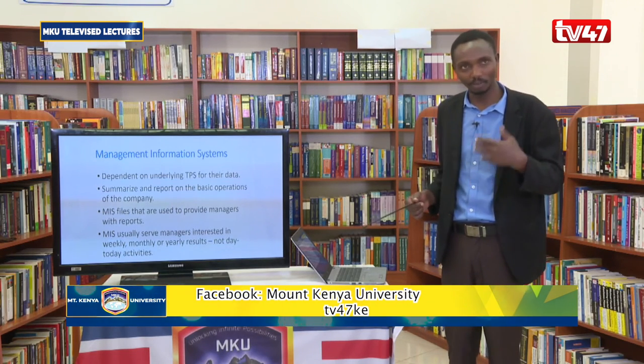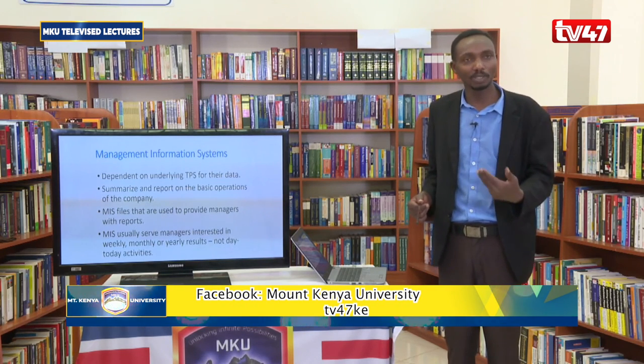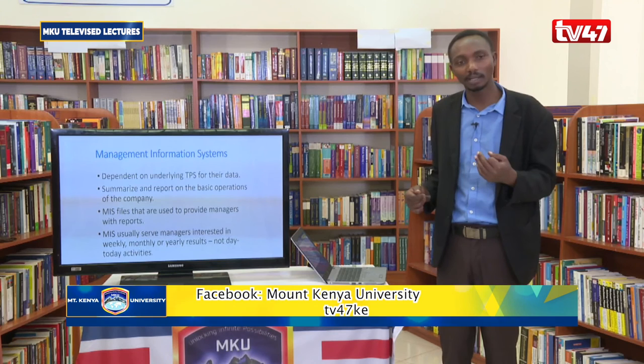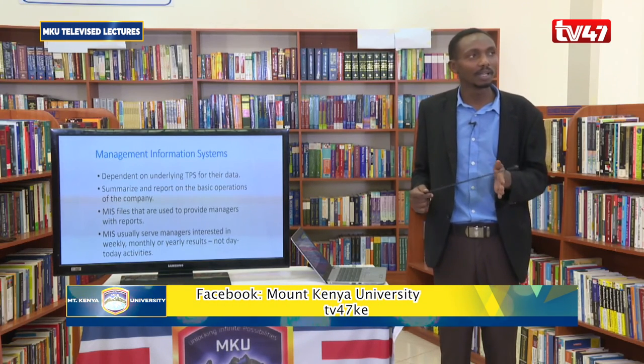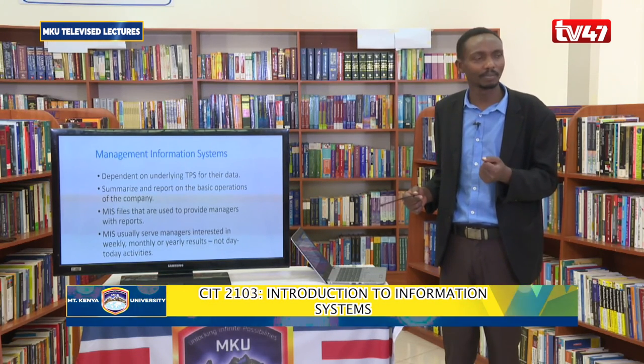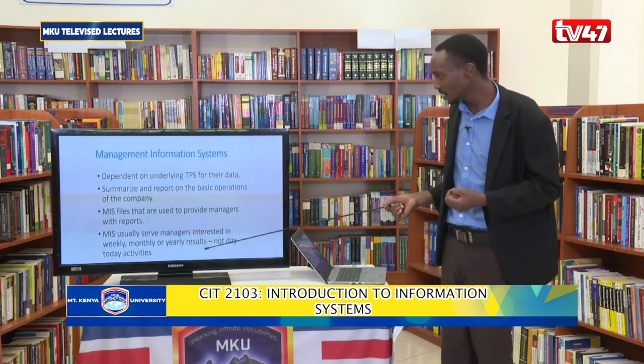You can say after 2 weeks, we generate reports. After 3 weeks, we generate reports. After 6 months, we generate reports. So we are looking at the tactical manager, looking at reports at particular periods. So it is based on periodic reports. You can say every 6 months we generate this report. The MIS generates this report. Every 2 weeks we generate, every 1 month, and so on. It's not based on daily transactions. So the work of the MIS is not basically to give you daily transactions. That's not the main objective. Of course, it can give you, yes, because you have requested it to do an on-demand report. So the MIS usually serves our managers interested in weekly, monthly, or even yearly results, not day-to-day activities. Very critical.